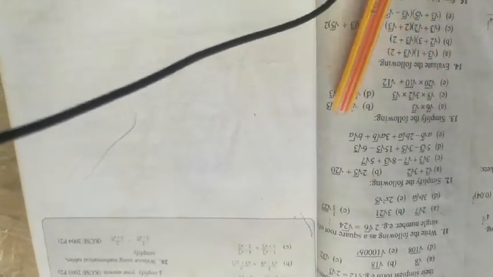Exercise 5 now. We are still on surds. This is exercise 5, number 13. Number 13 says simplify the following.